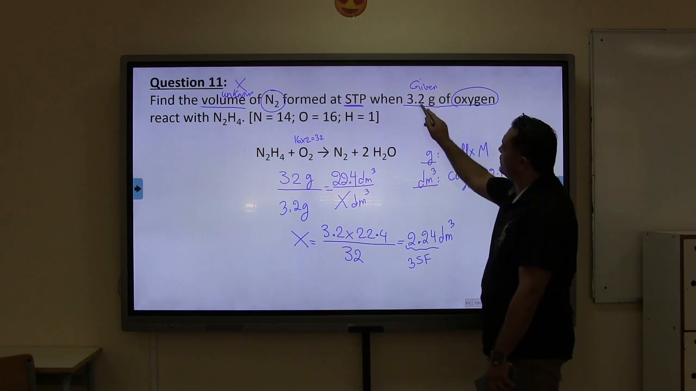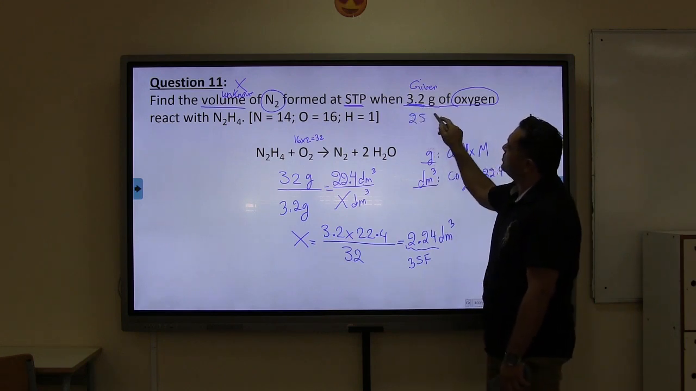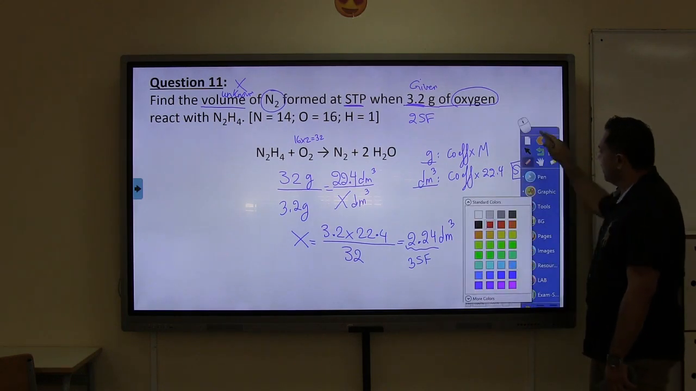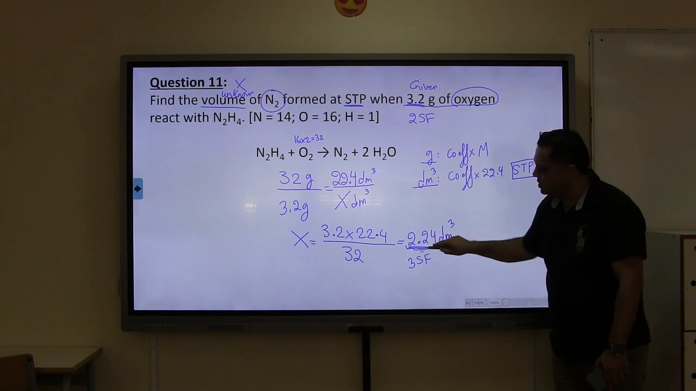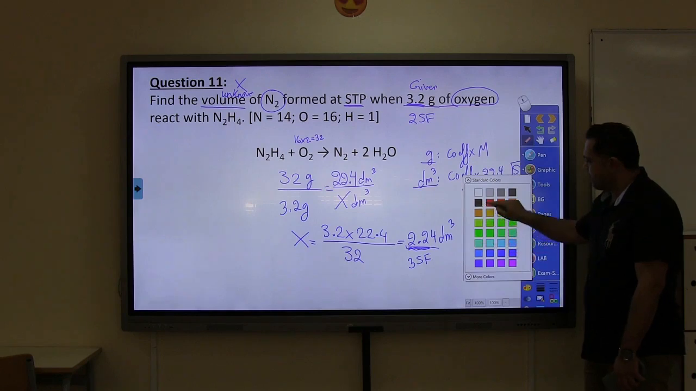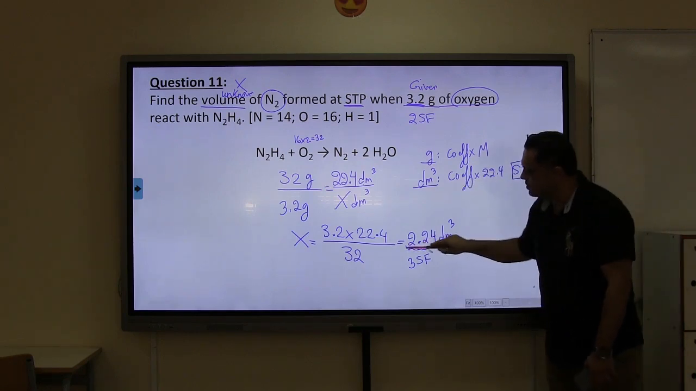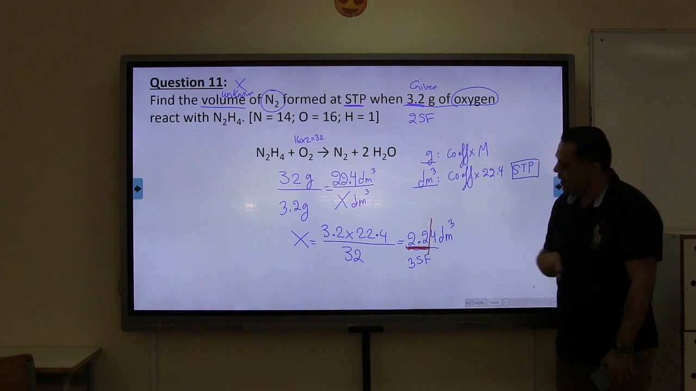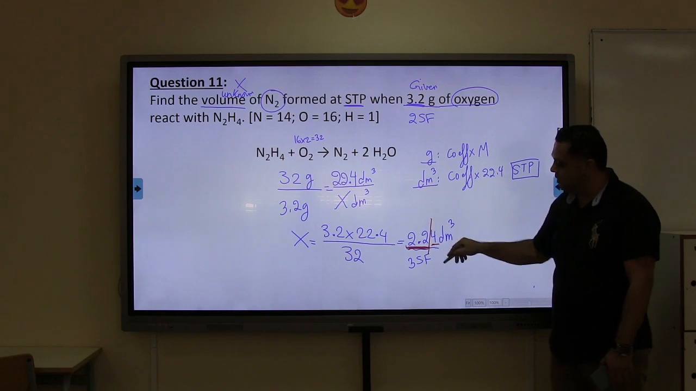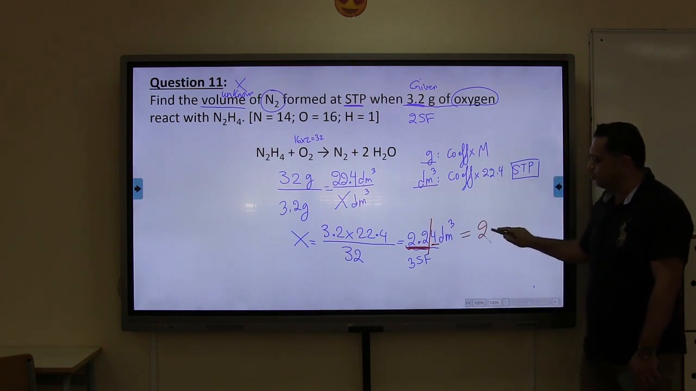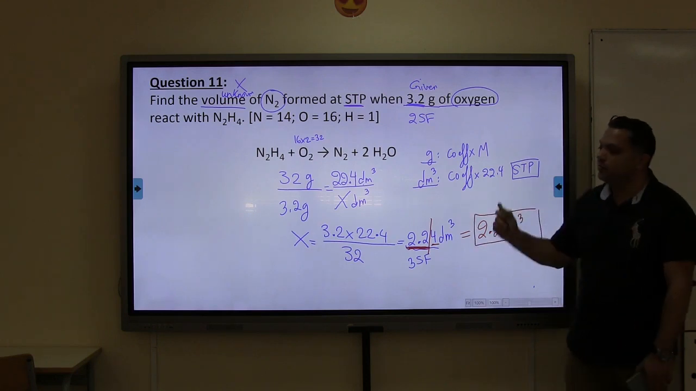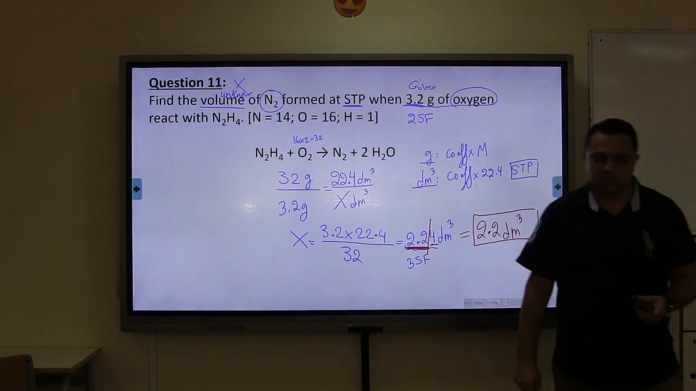If I look at my answer here, I have 3 significant figures. But this will not match the given, because in the given I have 2 significant figures. So I need to do the rounding. To do the rounding, I will take only 2 numbers for 2 significant figures, and then I will stop here. I look at the next digit: this 4 is less than 5, so nothing will happen. So I will round it to 2.2 decimeter cube. And this will be the final answer for the volume of the nitrogen.